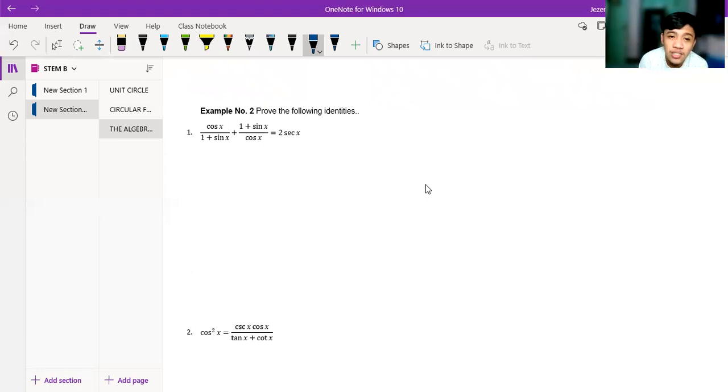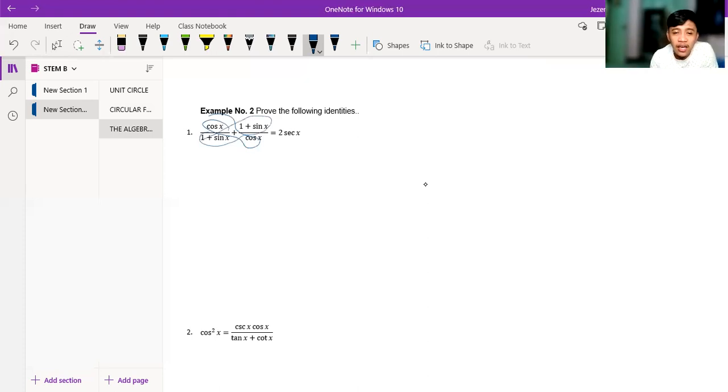In this case, cosine x over 1 plus sine x plus 1 plus sine x over cosine x equals 2 secant x. So, mas madali itong 2 secant x. Ang mas simple. So, therefore, yan ang iwanan natin. So, iwanan natin siya. So, cosine x. So, butterfly method lang natin.